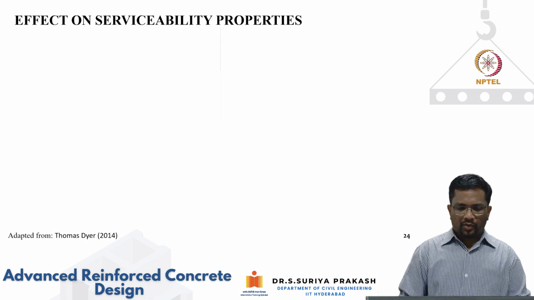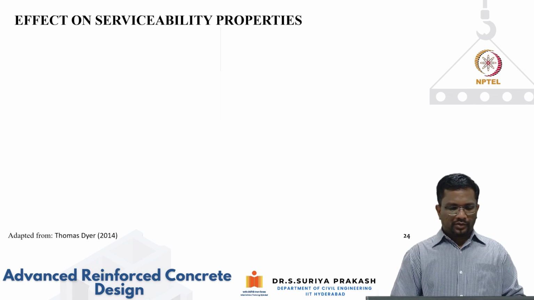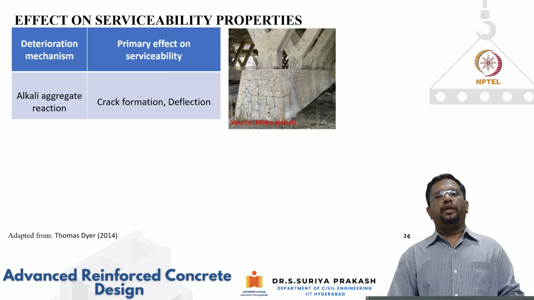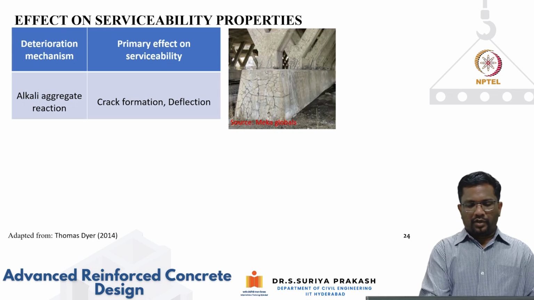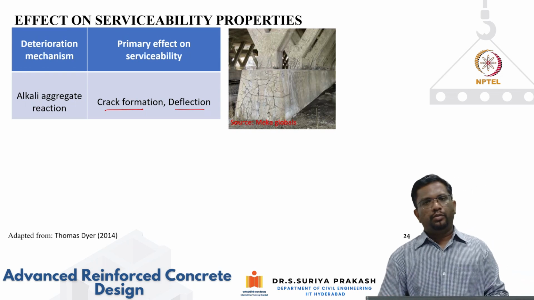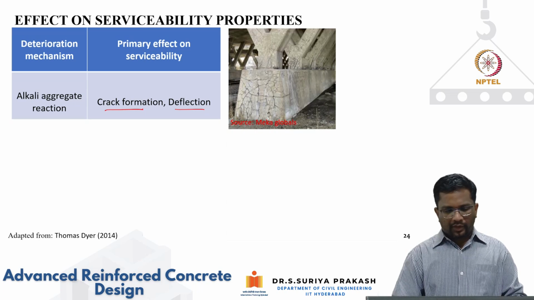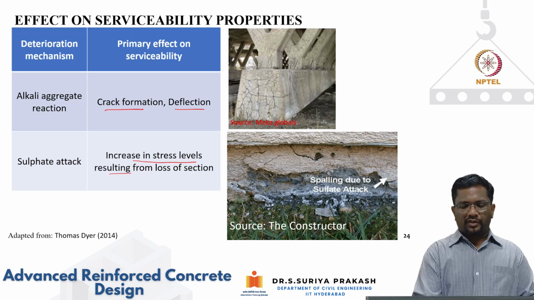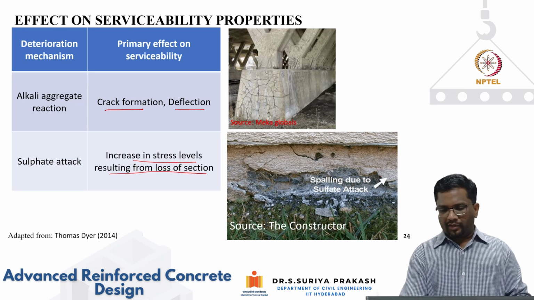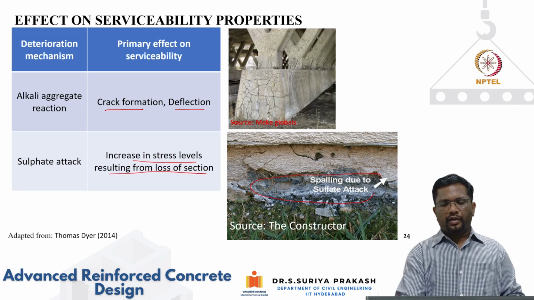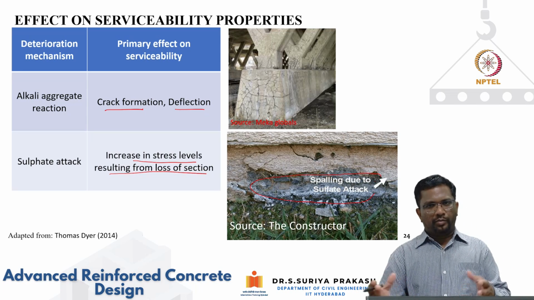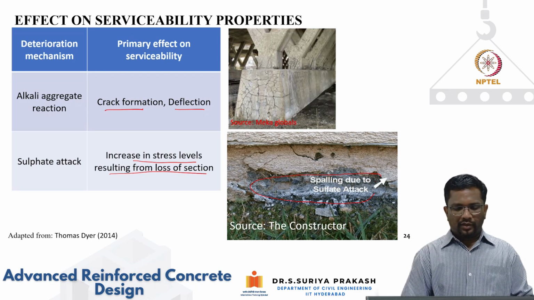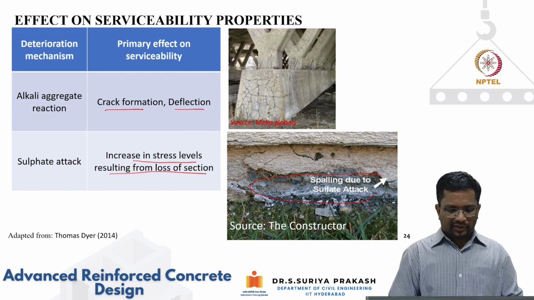Now, what is the effect on serviceability properties due to the reactions that we talked about? Let's say the alkali aggregate reaction. Of course, it is going to create crack formation, and then it can lead to more deflection. So it is going to affect serviceability. Next, the sulfate attack is going to increase the stress levels resulting from loss of section, because now you can see the concrete has completely come out. In alkali aggregate reactions, you have this map type of cracking, but the concrete has not completely come out. But here, due to sulfate attack, there is a loss of section that is going to increase your stress levels.